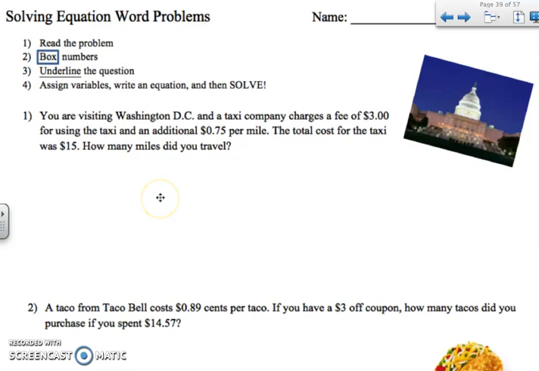So in the first one, you are visiting Washington, D.C., and a taxi company charges a fee of $3 for using the taxi and an additional $0.75 per mile. The total cost for the taxi was $15. How many miles did you travel? So let me box some numbers. You're going to box a fee of $3.